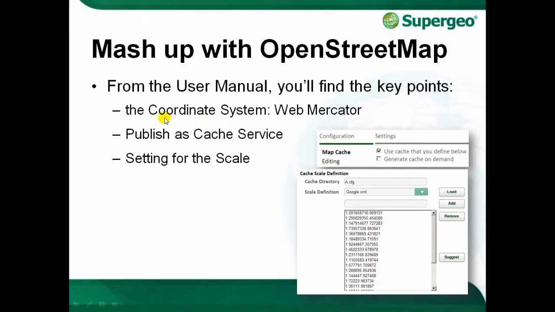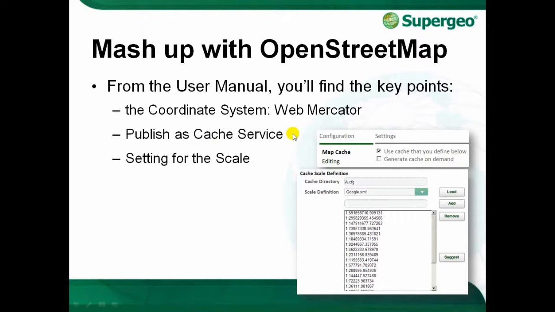The first one is you need to set up the coordinate as Web Mercator. This one is important because OpenStreetMap is based on Web Mercator. If you want to integrate with this one, you need to switch and specify your own JS data into the Web Mercator coordinate system. And the second key point is you need to publish your JS data as a cache service.